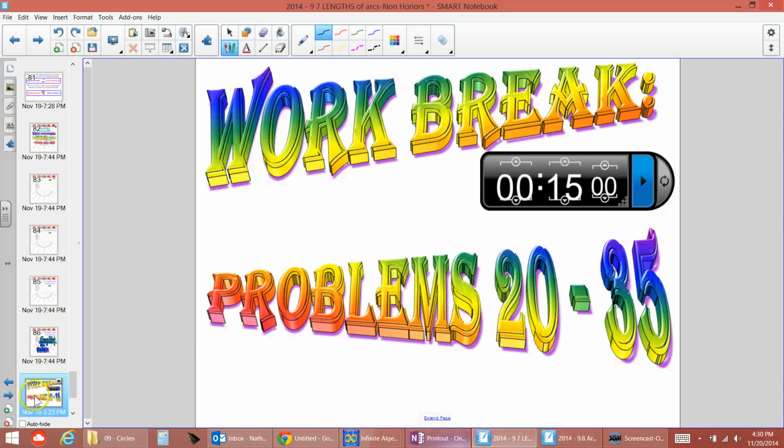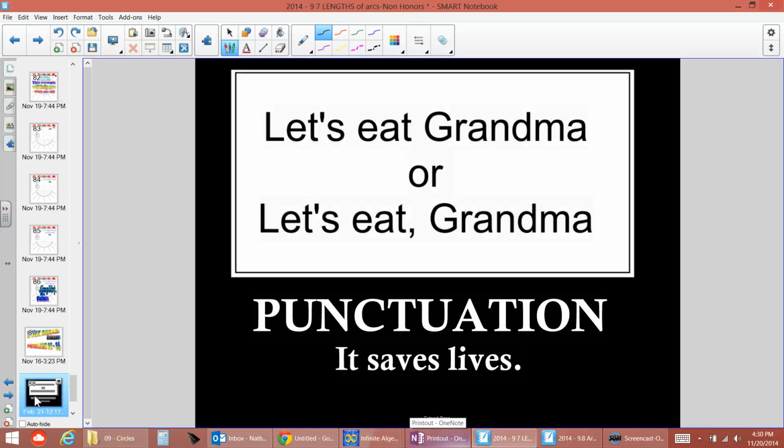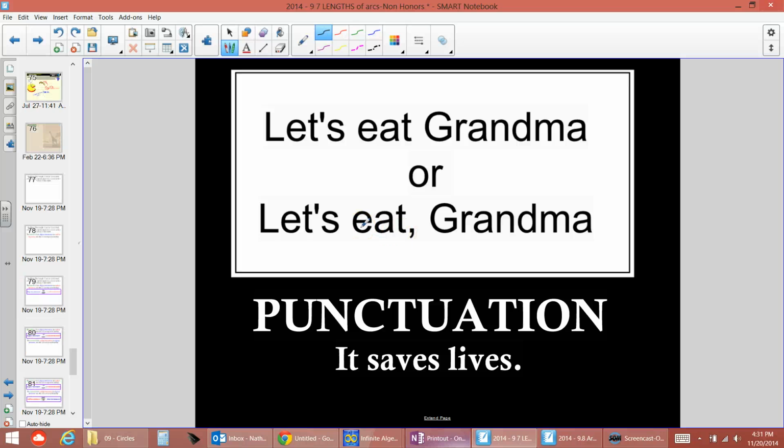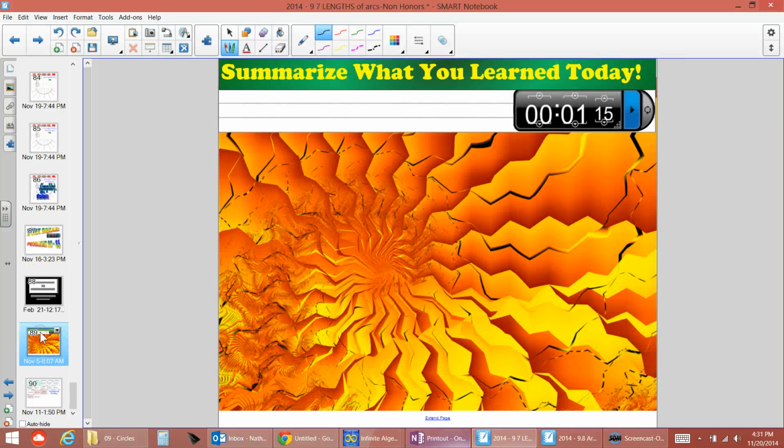Let's see here, 9.7. This is a pretty funny one. I love these. Let's eat grandma, or let's eat, grandma. Punctuation saves lives. This top one means we're going to physically ingest grandma. This one with the comma means let's eat, and they're talking to grandma. It's kind of funny. I enjoyed it.